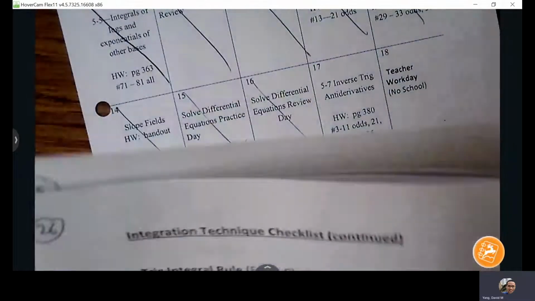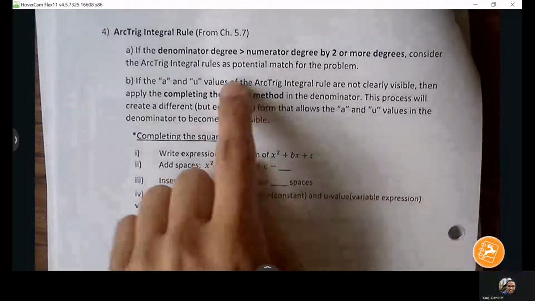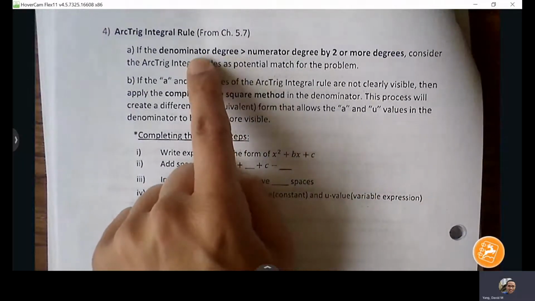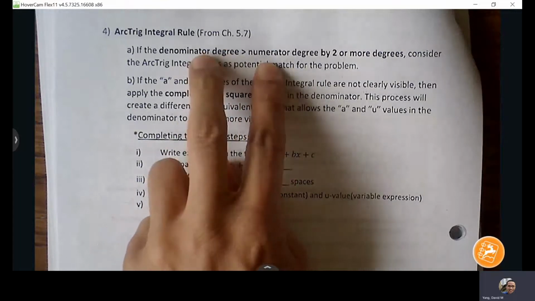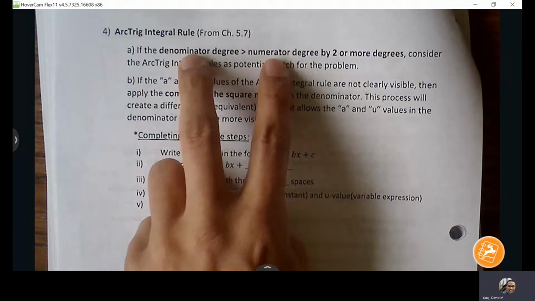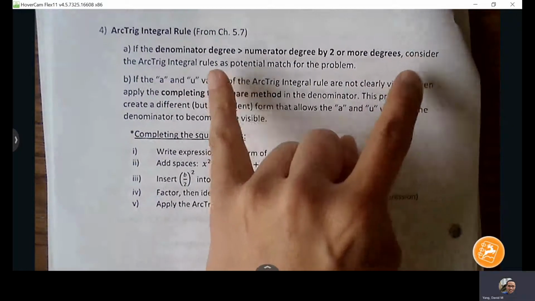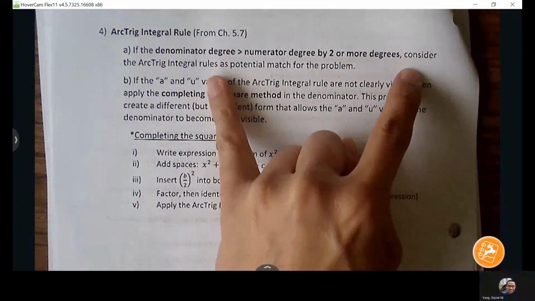Now that brings us to our trig. The way you can tell arc trig is if the denominator degree is more than the numerator degree, but there's a gap. If the denominator degree is higher than the numerator by two or more degrees, then usually that's an arc trig match.